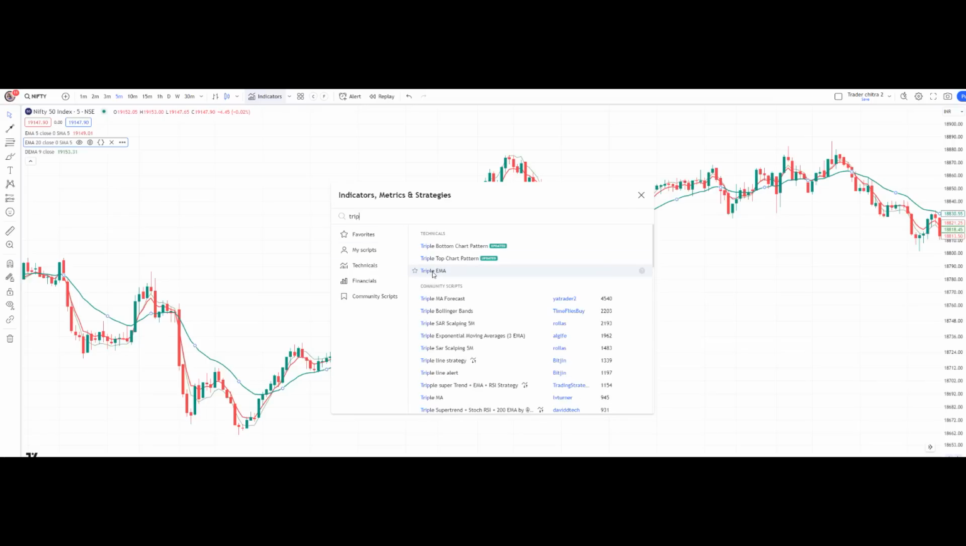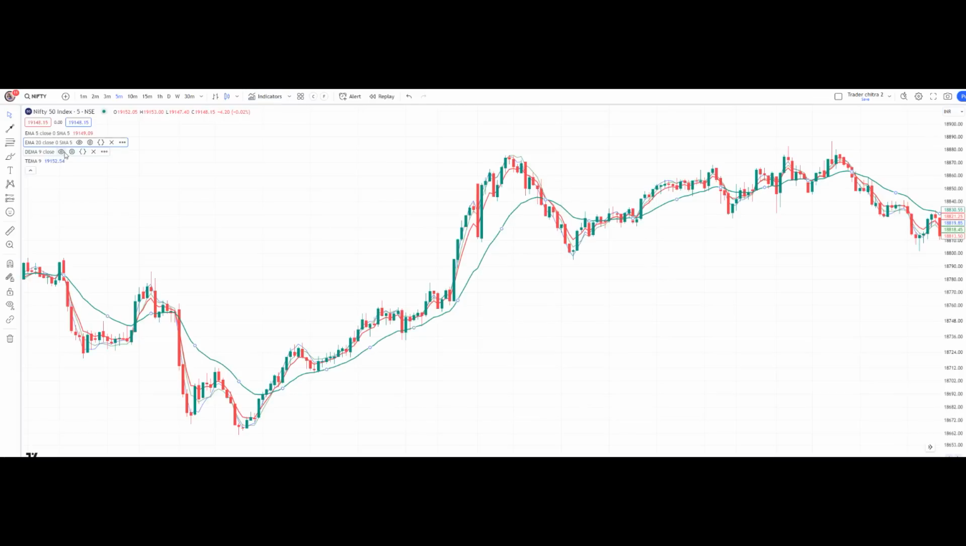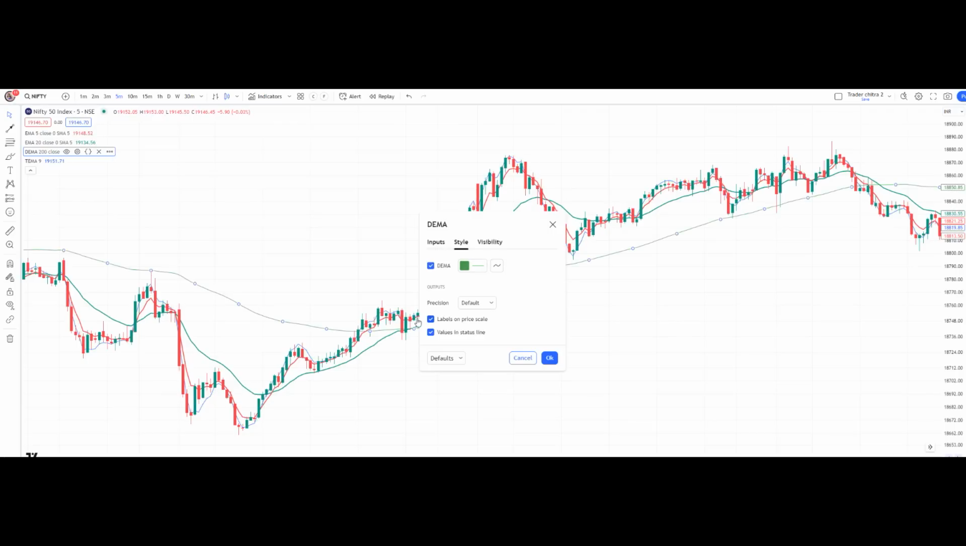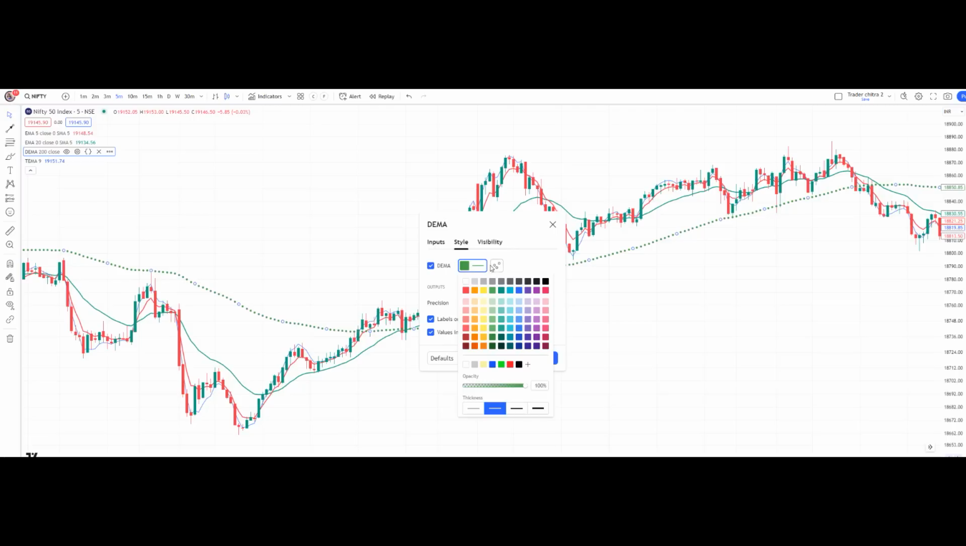So this is called triple EMA. Click on that. Go to the settings and the length. Length here it shows as 9. We are going to change this to 200, because we already have the 5 and 20 EMA. So we can change this style to circles. I'm making this circles and changing the color to black. So DMA is in black color.